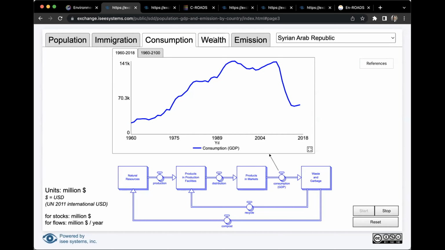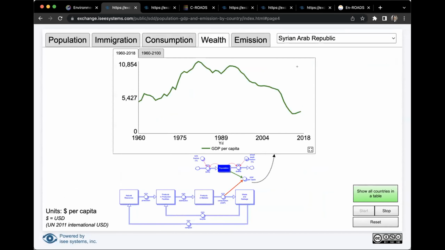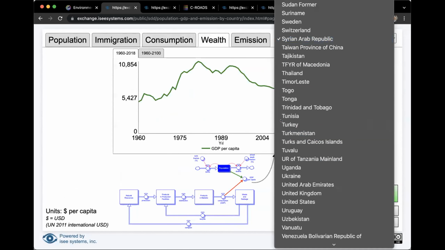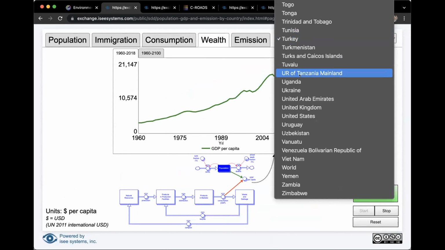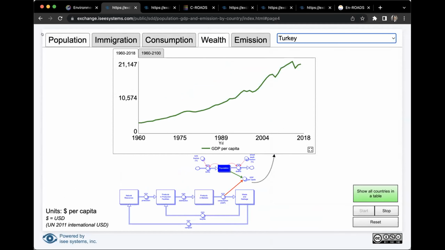And then we continued with wealth. So for example, let's go with Turkey. In wealth, we brought the population stock flow diagram here. So we still have the consumption production cycle and also the population stock flow diagram. And we explained what wealth means. So it is actually GDP per capita.